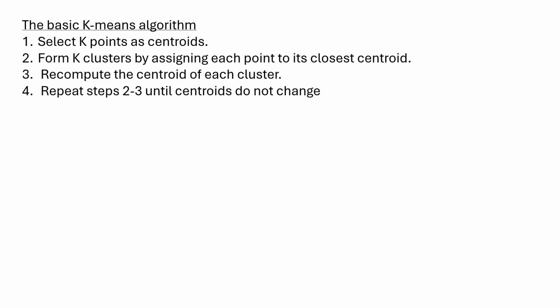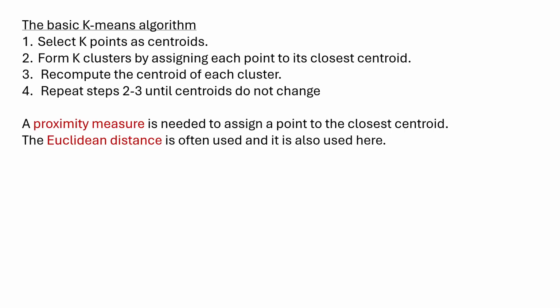The steps in the basic k-means algorithm are: 1. Select k points as centroids. 2. Form k clusters by assigning each point to its closest centroid. 3. Recompute the centroid of each cluster. 4. Repeat steps 2 and 3 until centroids do not change. A proximity measure is needed to assign a point to the closest centroid. The Euclidean distance is often used and it is also used here.